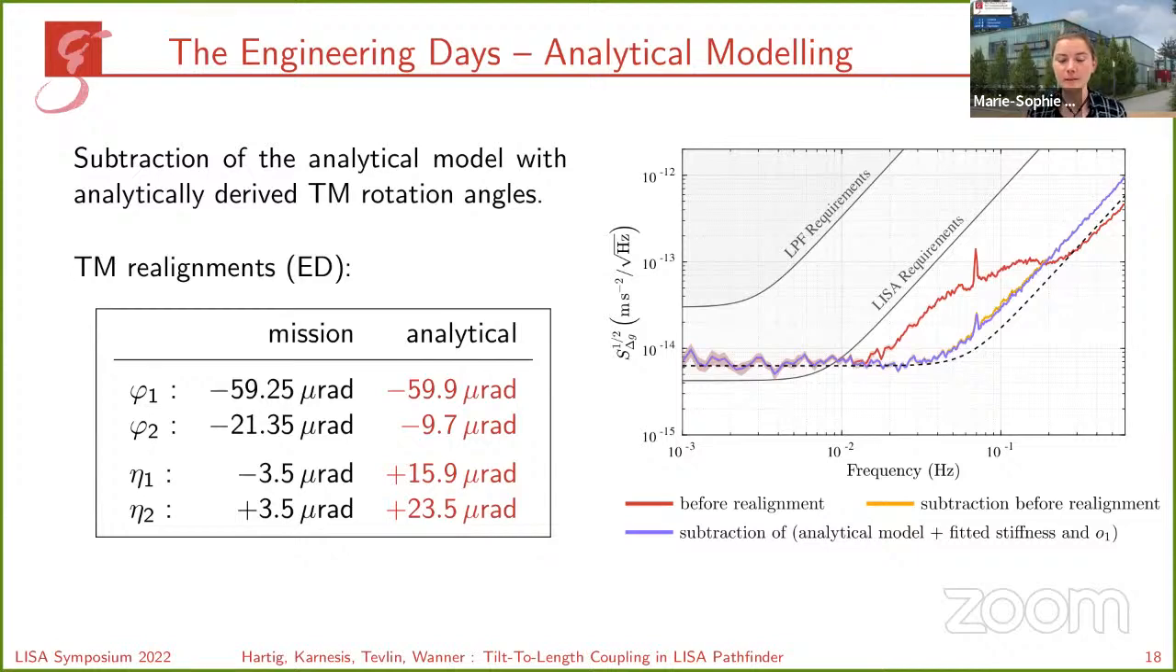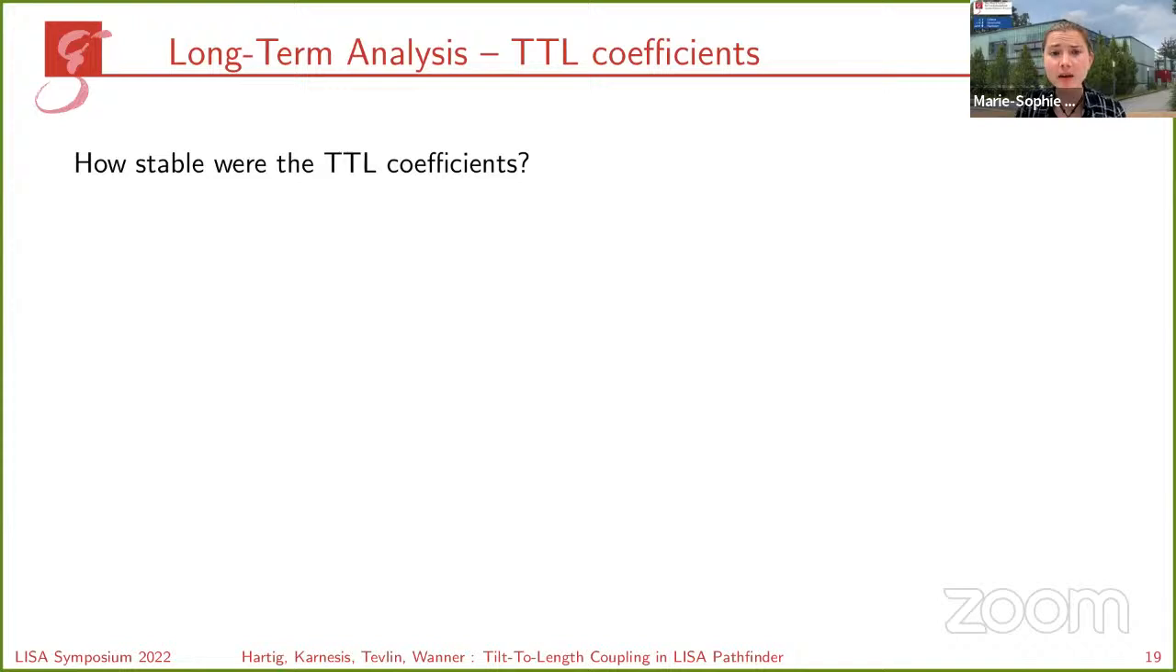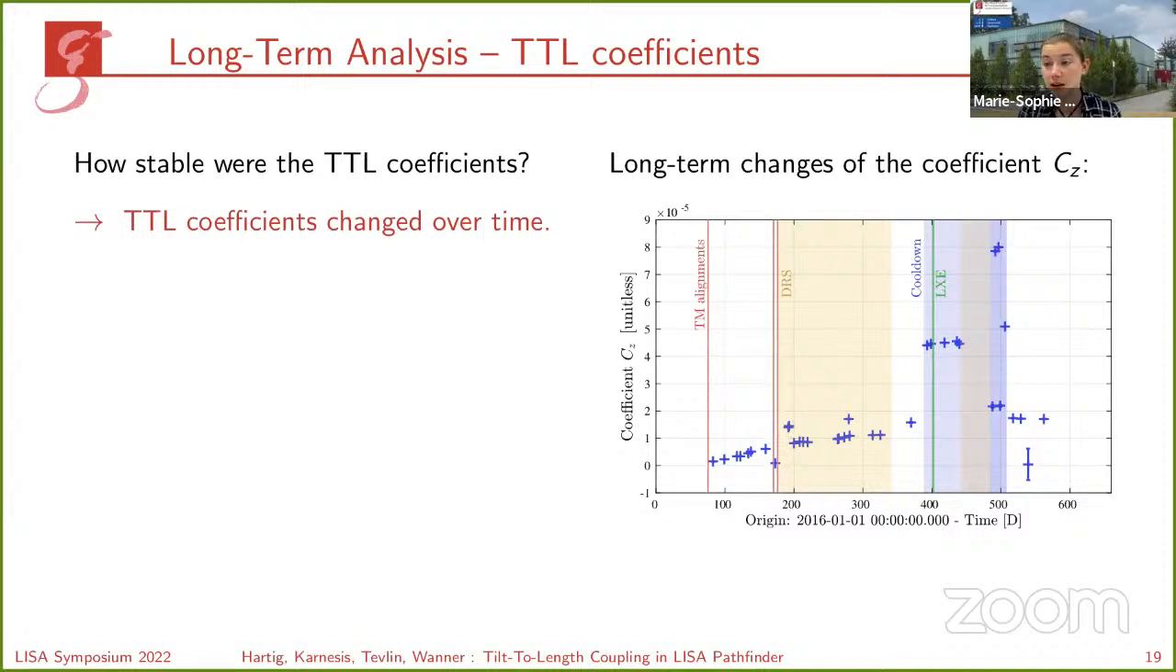Okay, so with these angles, we would have said at this time of submission, we would have had a full suppression of the total length noise. I say at this time of submission because we still have to wonder if the total length coupling was stable throughout the full mission. And therefore, we investigated the stability of the total length coupling coefficients. And we actually found that they are changing.